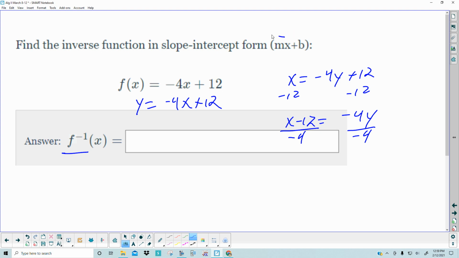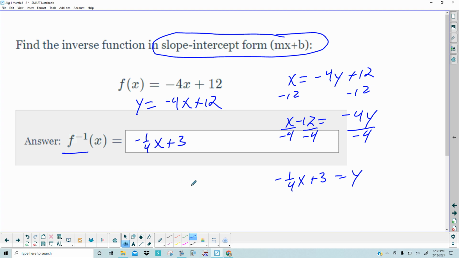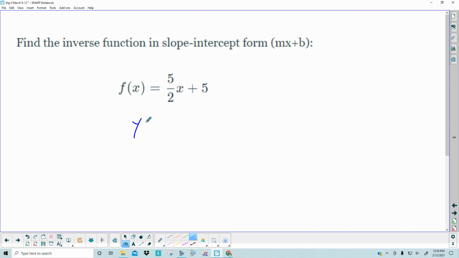Okay, now looking at how they want it. They want it in y equals mx plus b, so I really can't write this that way. I need to write it this way. So that's negative 1/4 x plus 3 is equal to y. So I'd write in there negative 1/4 x plus 3 because they want it in slope-intercept form. So writing x minus 12 over negative 4 wouldn't work. All right. Switch. Okay, this is your y. Switch your x and y's. Oops, that's a y.